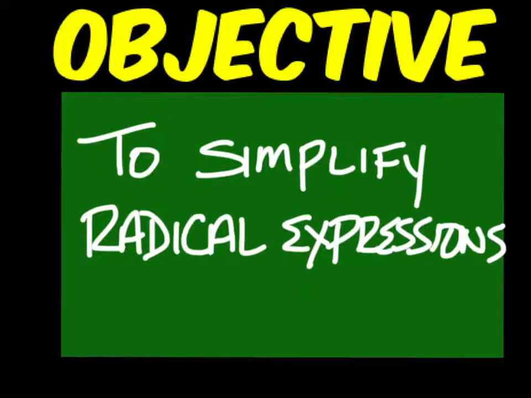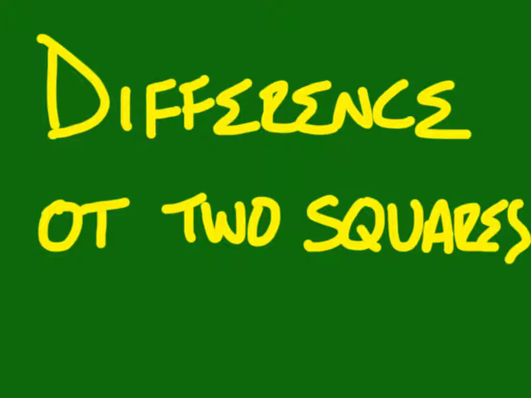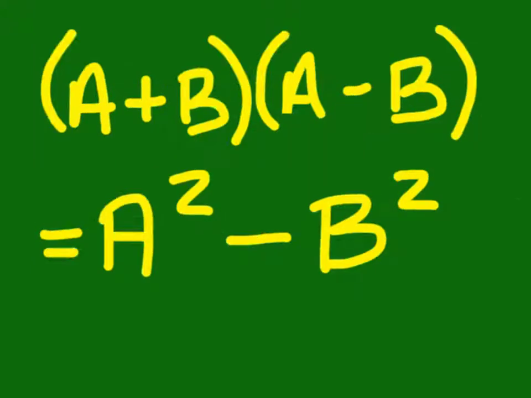The objective today is to simplify radical expressions. Here's a review before we do the lesson for today. A difference of 2 squares is something we've had a test over before. So this is a review. This is not new material.